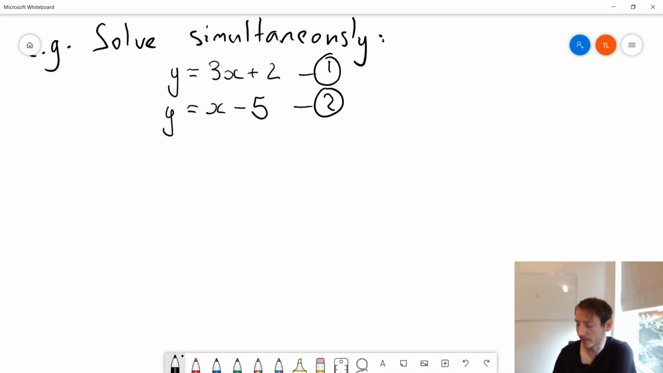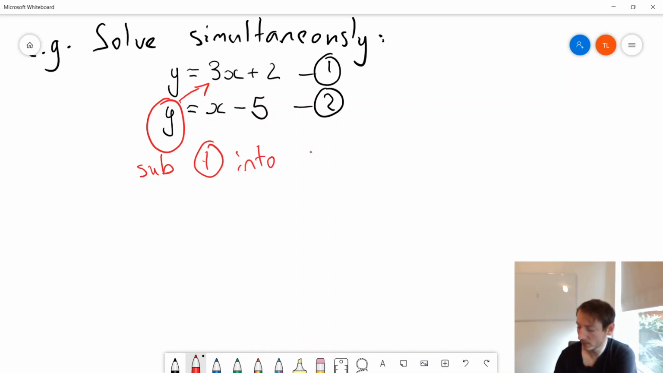If these are both true at the same time, then I know that this is the same as this as well. Because if y equals 3x plus 2 here, then that y must also equal 3x plus 2. So what I write is substitute, I use the word sub, equation 1 into equation 2. This is how we do our working out to say what we've done. And now instead of y, I can write x minus 5 here because that's going to change. But instead of y, I'm going to substitute 3x plus 2 in instead.